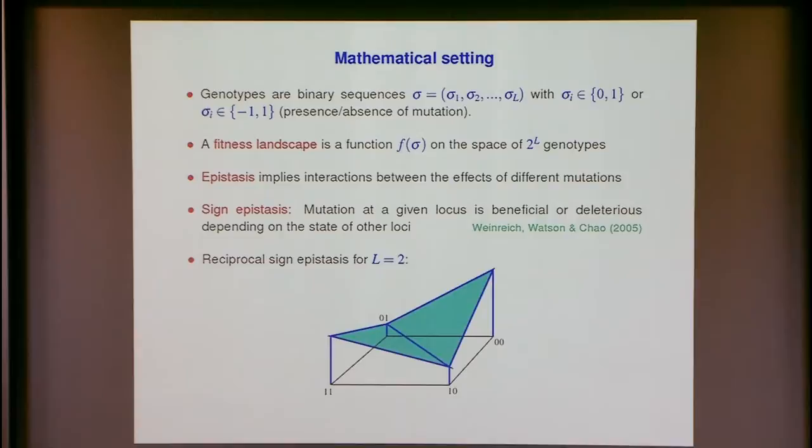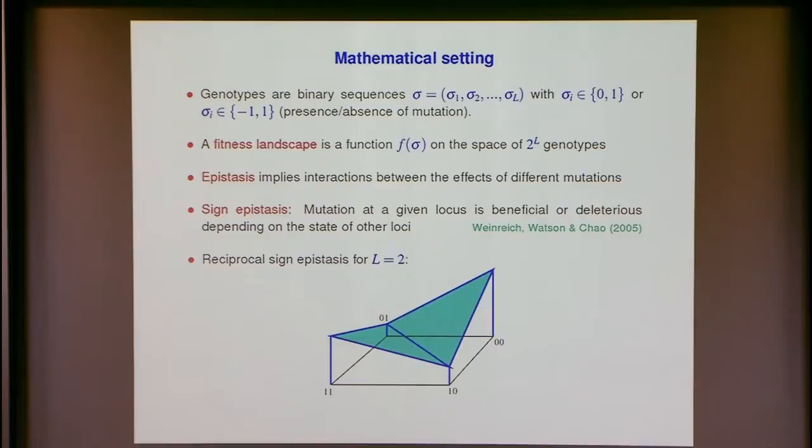So sign epistasis means that a mutation at a given locus can be beneficial, that is increasing fitness, or deleterious, depending on the background, that is depending on the state of other loci. And this is illustrated here for the case of two loci. So if you do a mutation at the first locus from 0 to 1, where the second locus is 0, you see that fitness goes down. So it's a deleterious mutation. But if you perform the same mutation on the background of the one locus at the second site, you see that the fitness goes up. So this is sign epistasis.